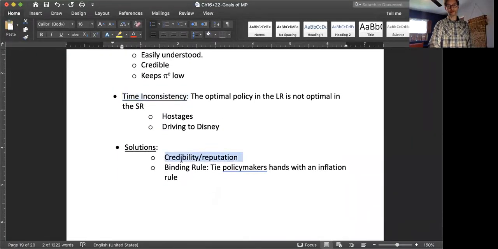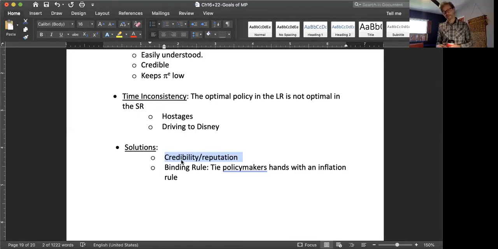So how do you get past this time inconsistency problem? Well, there's really a couple of ways. One is that the policymakers could establish some credibility or develop a reputation, right? If my mom would have turned the car around and we would have gone home and not gone to Disney World, I probably would be a better person today because she would have established some credibility with me and my sisters. And this is a mistake I do not make with my kids. I punish them every day, whether they need it or not, right? Because I understand time inconsistency and reputation.